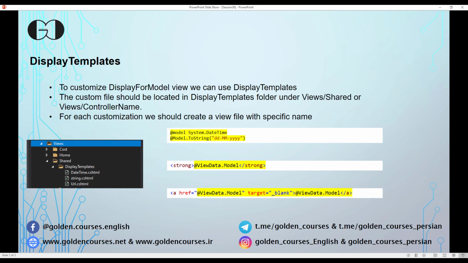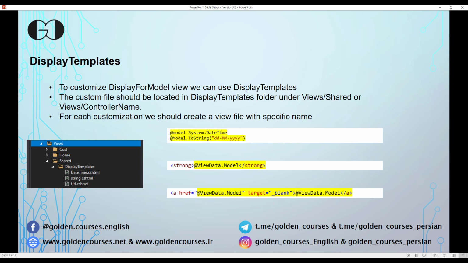controller. For example, in this tutorial, I have the Cost controller and I want to modify DisplayForModel and EditorForModel inside the Cost. That's why I can create a DisplayTemplates folder inside Cost, or if I want to implement these changes in all the views and forms that I created with DisplayForModel and EditorForModel, I should create this folder inside Views/Shared, and I should call it DisplayTemplates. Let's flip to Visual Studio.